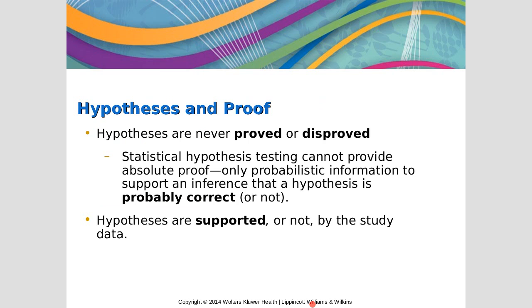So the hypothesis and the proof. Hypotheses are never proved or disproved. They are either supported or not by the study. Statistical hypothesis testing cannot provide the absolute proof, only probabilistic information to support an inference that a hypothesis is probably correct or not.